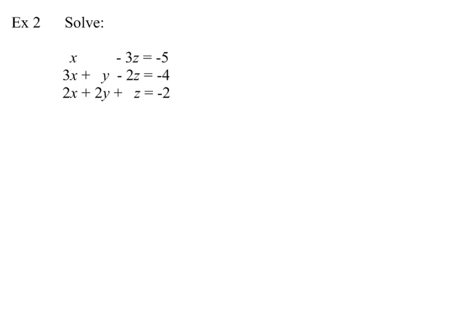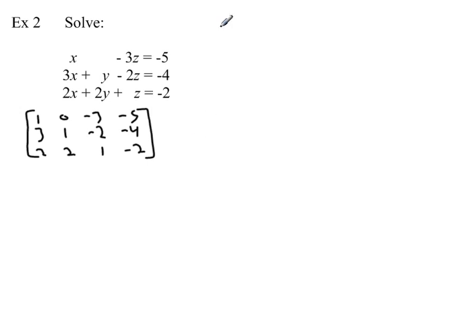Okay, here's our system of equations. And my first step, I'm just going to rewrite this system as a matrix. 1, 0, negative 3, and negative 5. 3, 1, negative 2, and negative 4. And then 2, 2, 1, and negative 2.